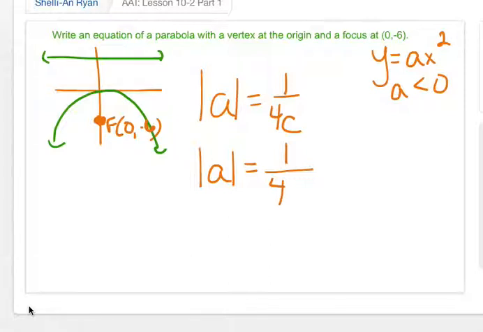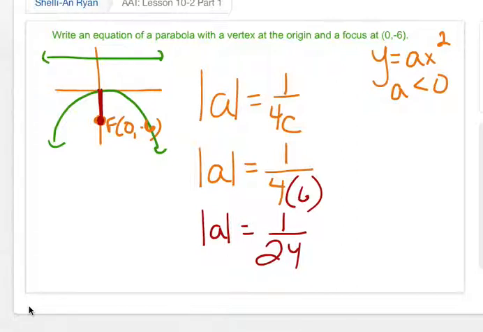Well, c, remember, is the distance from your focus to your vertex. So if we're going from the vertex of (0, 0) down to (0, -6), we know that c must equal 6. So we know the absolute value of a equals 1 over 24. And because we are going down, we know that a should be less than 0.